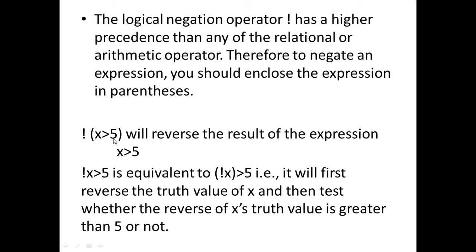Now if we do not use bracket, then what will happen? Suppose I have not used bracket, x greater than 5 and then negation without bracket. First it will work with the negation operator because it is more important than this relational operator. So it is equivalent to like this. First the computer will work on this, then it will work on this. That is, it will first reverse the truth value of x. Suppose x is 9, so it will change the truth value from true to false.